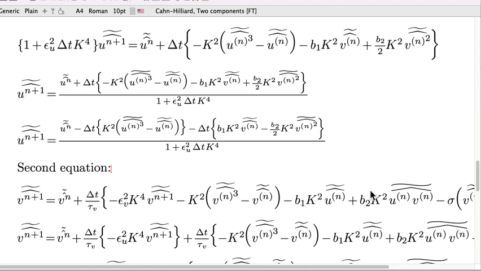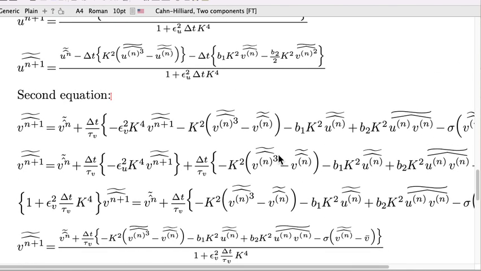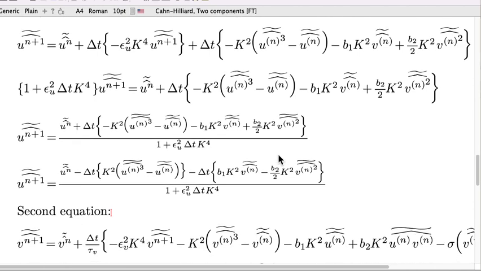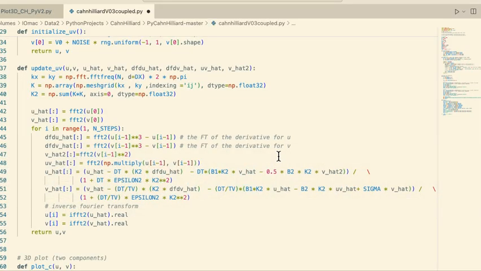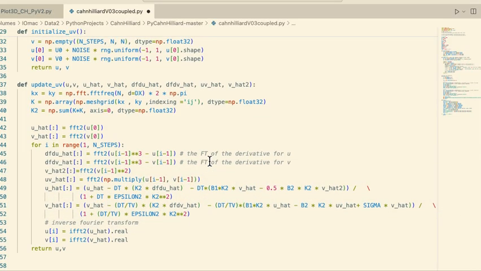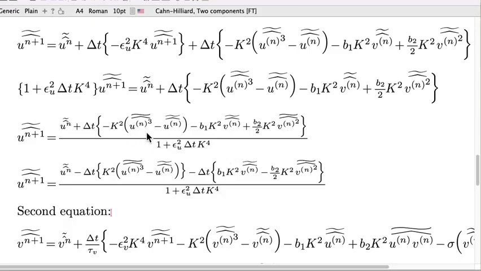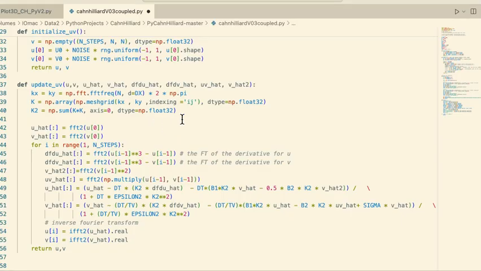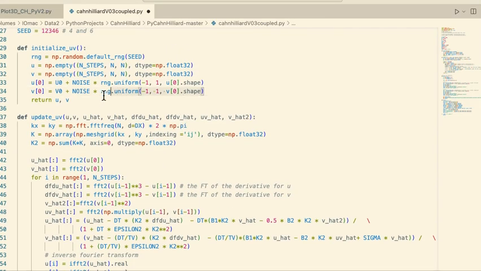In this part of the video, I'm going to explain how to use Python to compute the solution of this expression here for u and for b. I already wrote the code, so I'm just going to explain. This is the function. So we are going to start using a random initial condition for u and for b. The random initial condition is generated here.